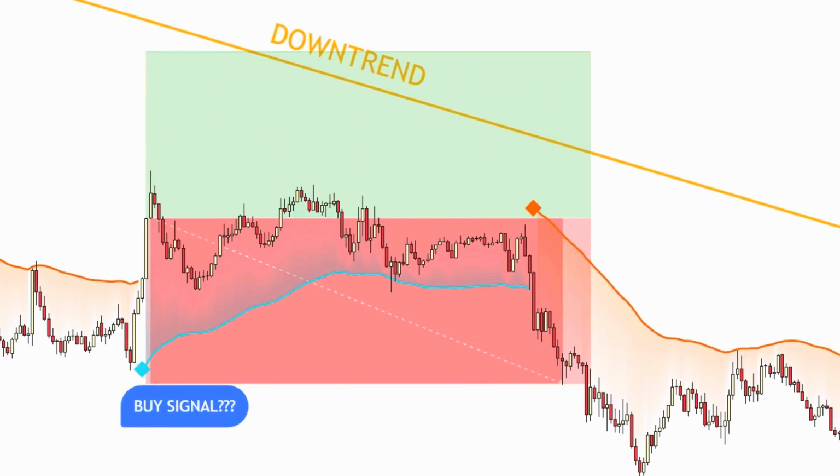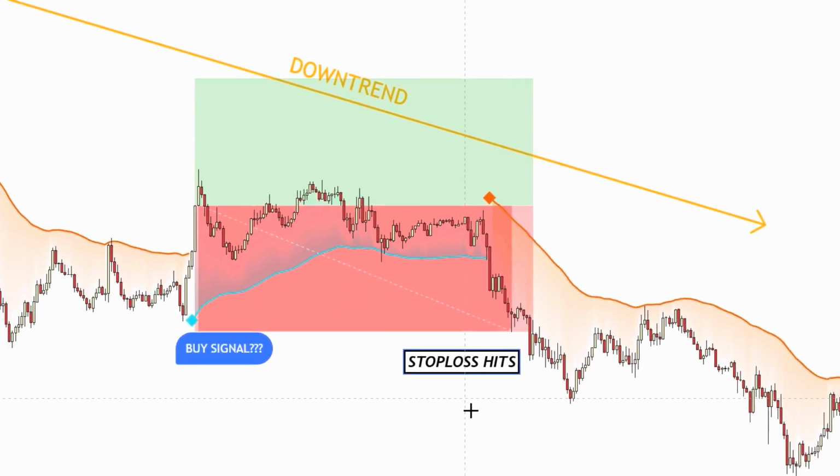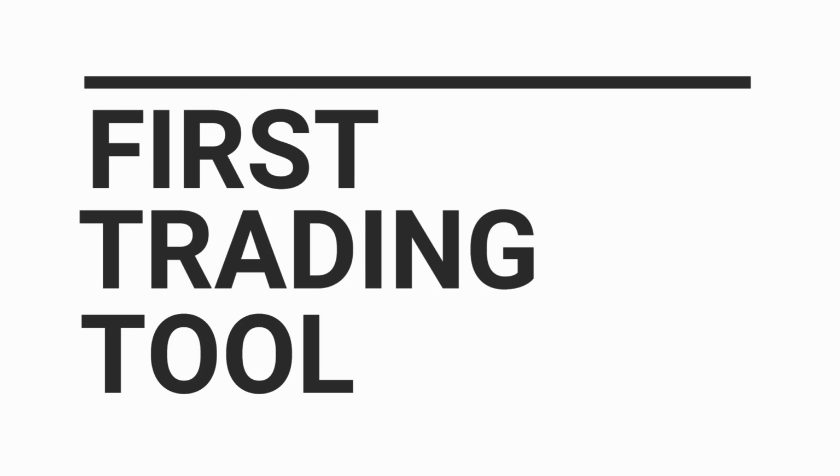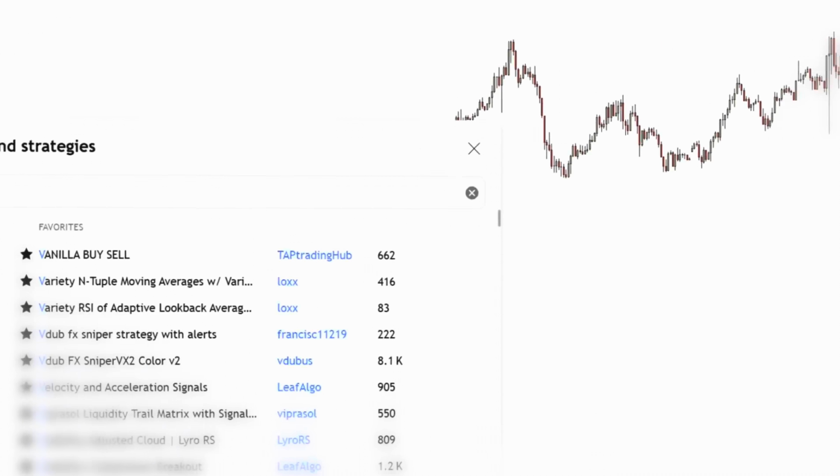So accurate isn't the same as automatic. And it's really the whole reason this trend following strategy exists. And we'll get into exactly why in a second. So here's what it actually is. It's called the volume liquidity trend.